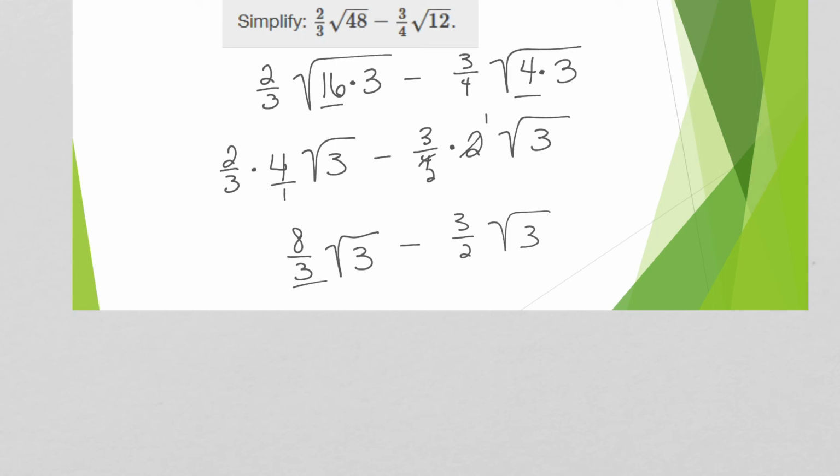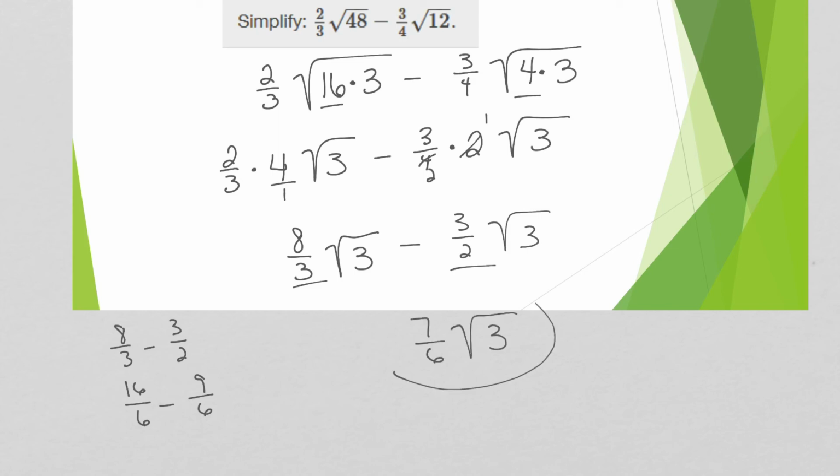Now, because we do have like terms, I need to combine the coefficients of these things. In order to do that, 8/3 minus 3/2, I need a common denominator. I really hope you guys have not forgotten how to find a common denominator. Multiply that by 2, so I have to multiply that by 2, multiply that by 3, so I have to multiply that by 3. And so 16 minus 9 is 7/6 square roots of 3. That's it.